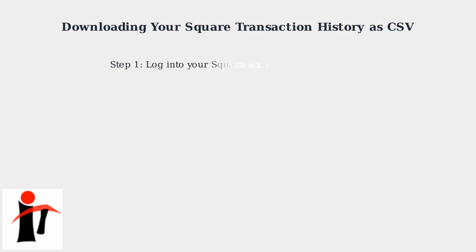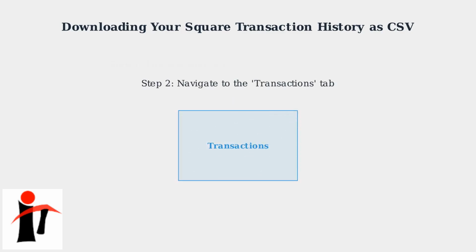Begin by logging into your Square account. Visit squareup.com in your web browser and enter your credentials to access your dashboard. Once logged in, locate and click on the Transactions tab in your Square dashboard. This will display your transaction history.